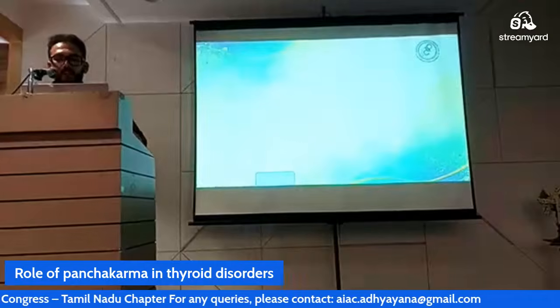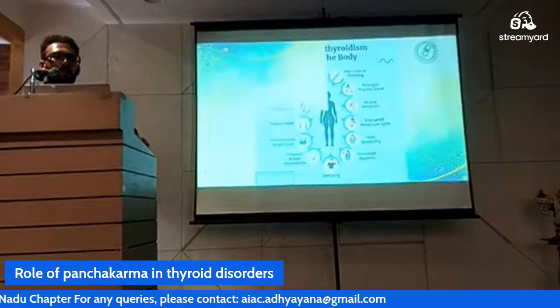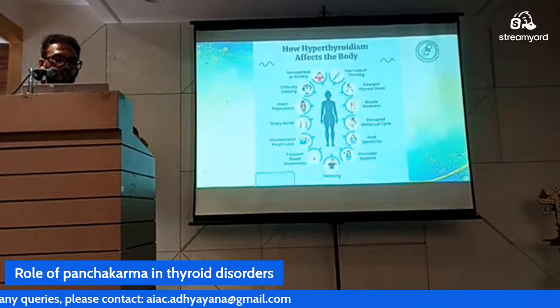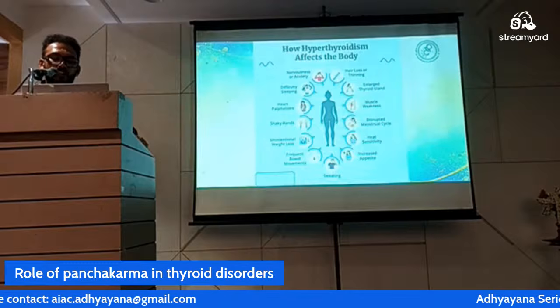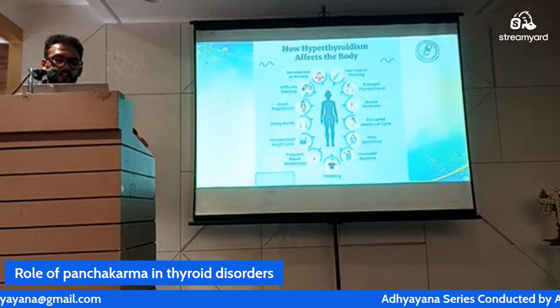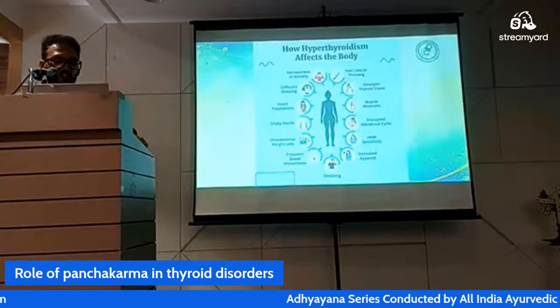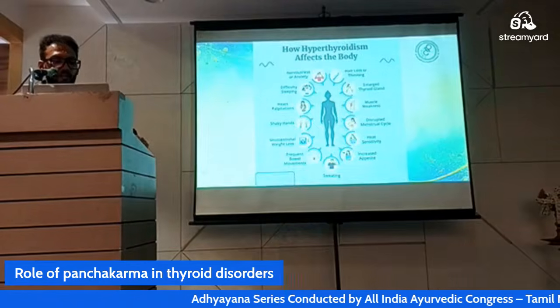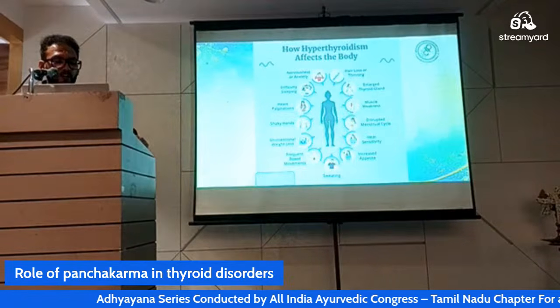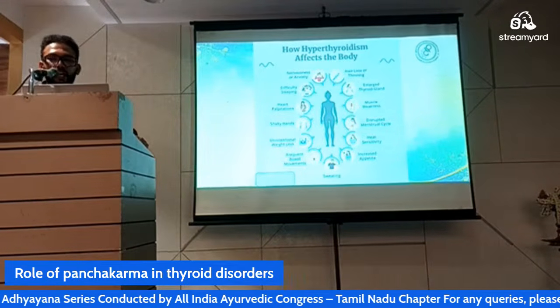So next we'll see about hyperthyroidism. Hyperthyroidism is exactly the opposite. It is where nervousness, anxiety will be there, enlarged thyroid glands, muscle weakness, disrupted menstrual cycle, heat sensitivity, increased appetite, unintentional weight loss, frequent bowel movements, shaky hands and heart palpitations.